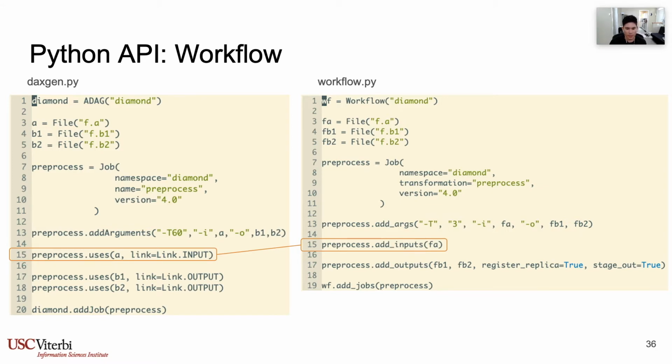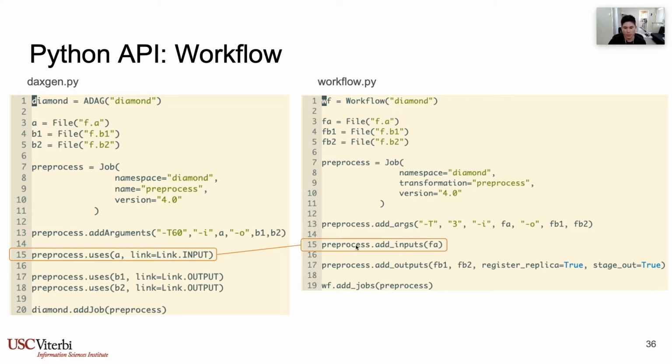The next thing is adding inputs and outputs to your job. So previously, when you did this using the DAX3 API, you would call job.uses and you'd pass the file object, and then you would specify a link type. In this case, it would be link.input. In the case of outputs, it would be link.output or link.checkpoint in the case of checkpoints.